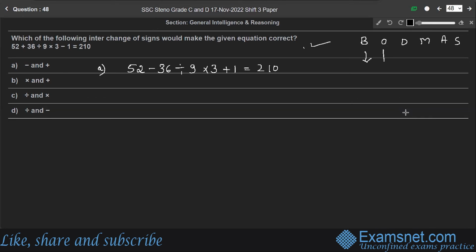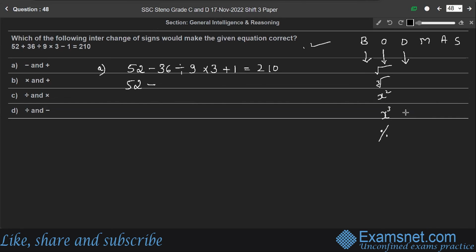There is no bracket to solve. Next comes "of" part. If there is any square root part, cube root part, square part, cube part, or percentage part, such parts should be solved first, right? Next comes division. We have a division part here.